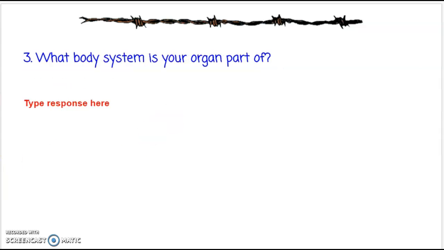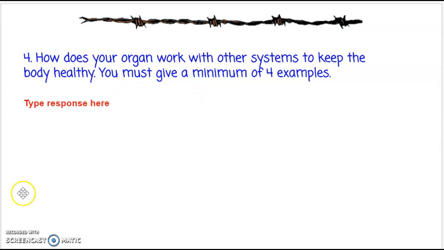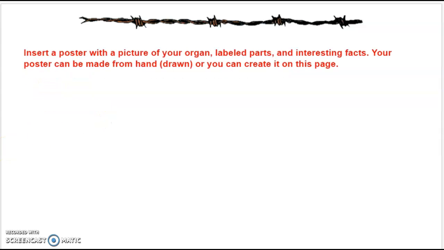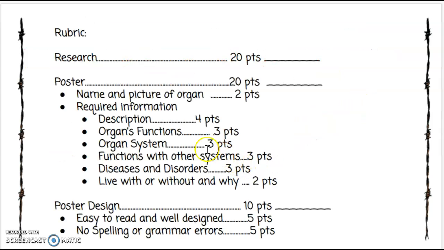Tell me what body system it's part of again. Tell me what systems it works with. You can look these all up. What are some common diseases or disorders? You can look those up as well. And then you're going to insert your poster here with all your labeled parts. And then the last page gives you the rubric.